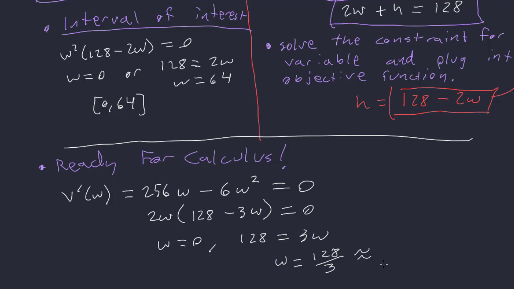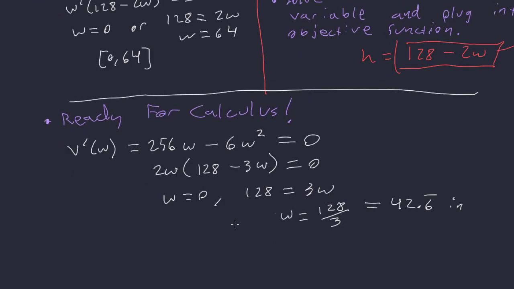But it ends up, when you put it in a calculator, actually I don't need the approximate, it is 42.6 repeating. Now, how do we know which one we need? Well, 0 is definitely not going to be a maximum. That makes our volume equal to 0.